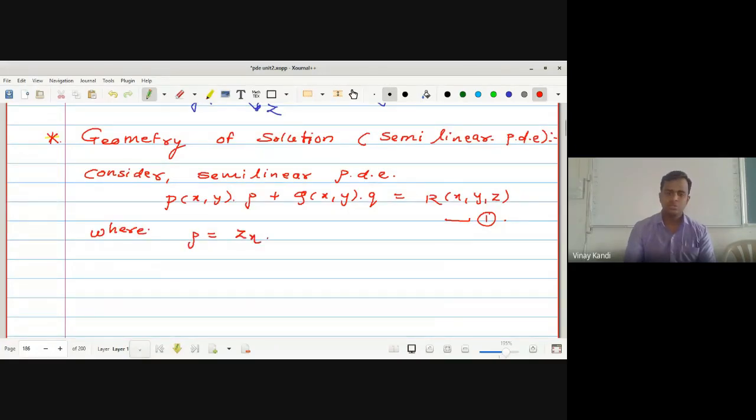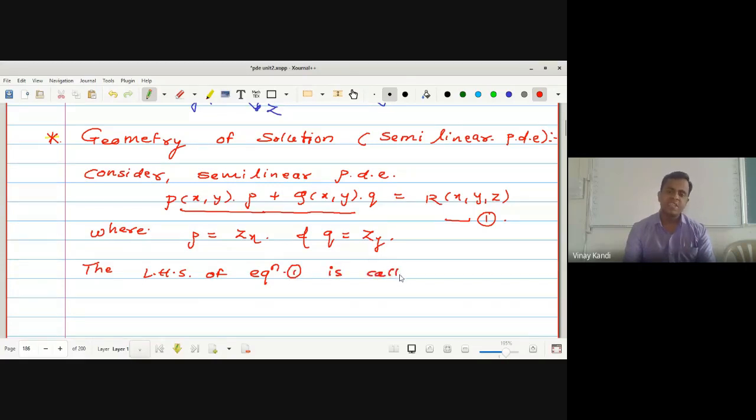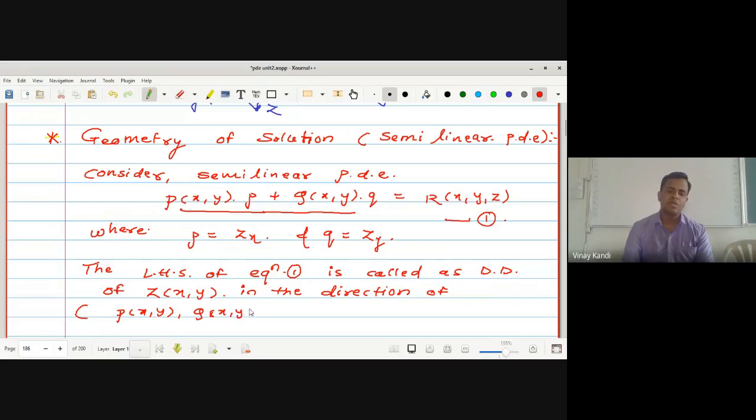small p is equal to dou z by dou x and small q is equal to dou z by dou y, that is z_y. Okay, now look at here. Now the left hand side of the equation 1, the LHS of equation number 1, is called the directional derivative of the surface z of xy in the direction of the point, P of xy and Q of xy, this direction.